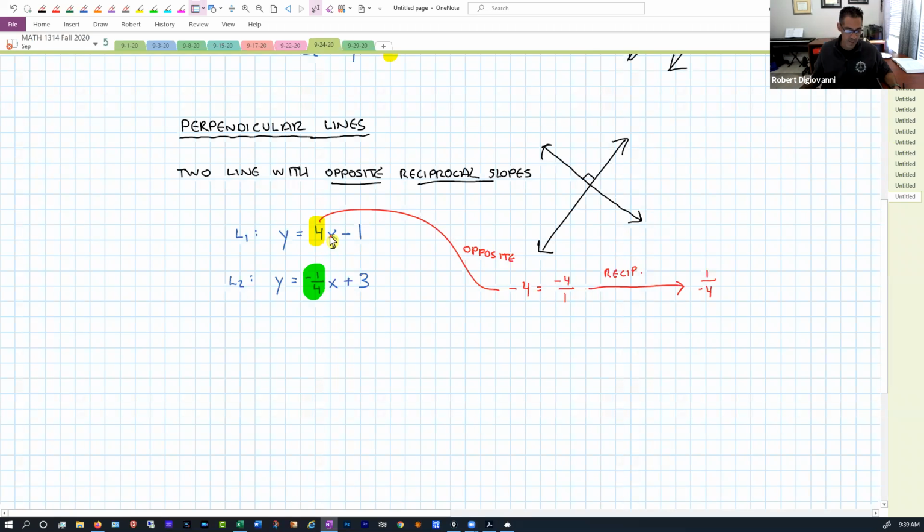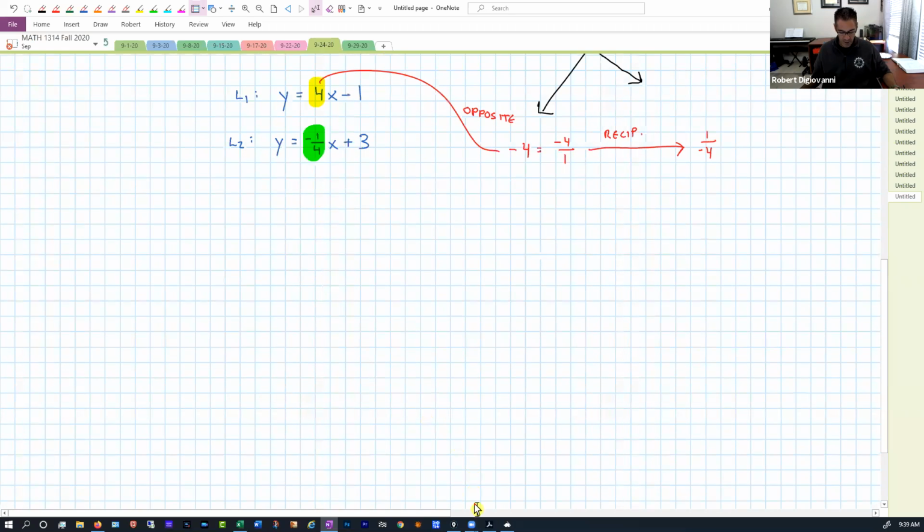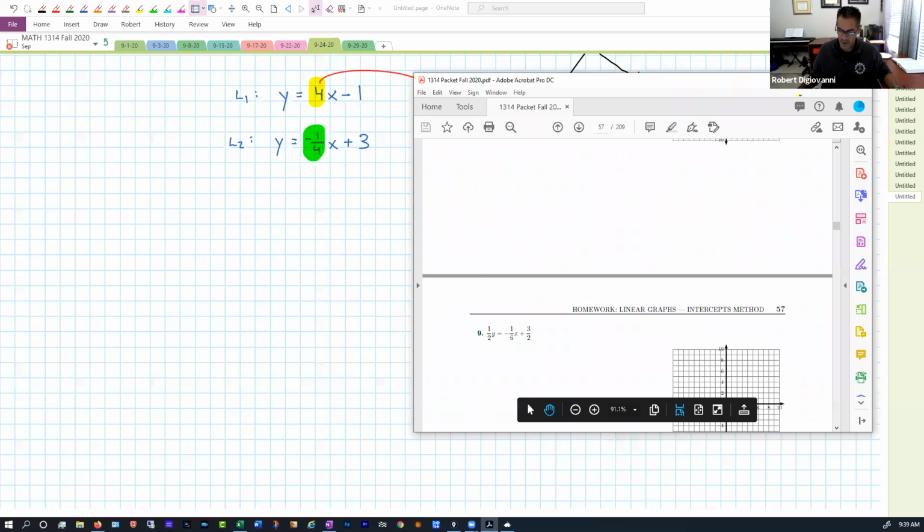And so I gave an example where we had a line 1 where the slope was 4. So to be perpendicular, you have to take that 4 and make it the opposite of 4, which is -4, and then you have to flip it. Reciprocal means flip it, and it becomes 1/-4, -1/4. So these 2 lines would be perpendicular. All right. So let's look at a problem out of the packet that would be somewhat like this.